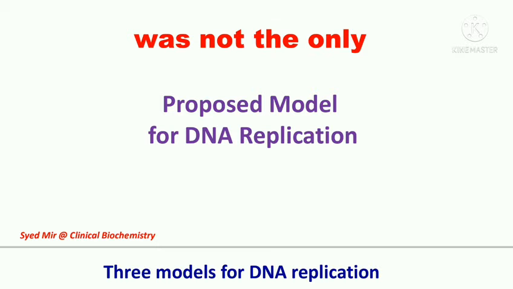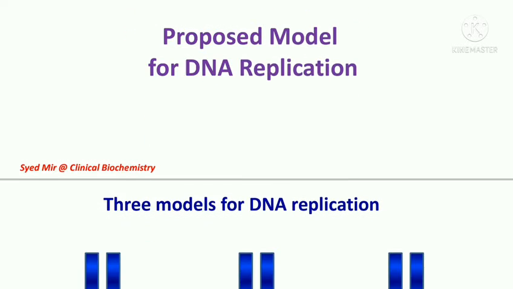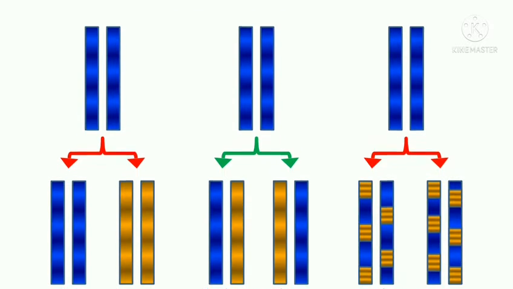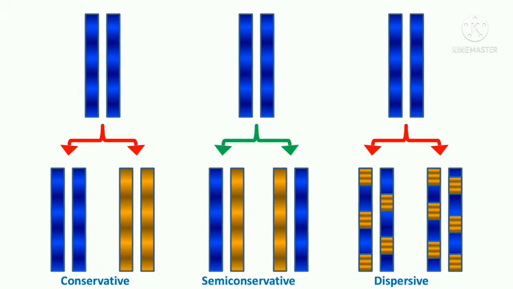This is not the only DNA replication model. There are other models also. There are three models. The first model is the conservative model. The conservative model says this blue color is the parent DNA. Here, in the upper line, these are the parent DNA strands. In the first model, the parent DNA is completely conserved as it is, and new DNA is made from it.